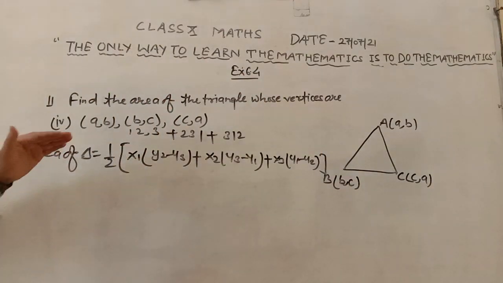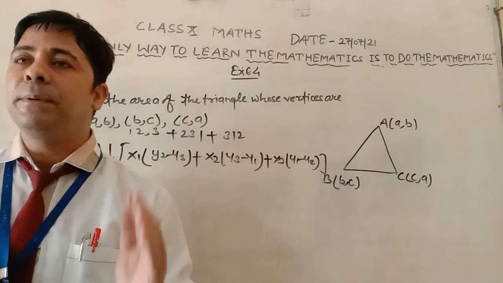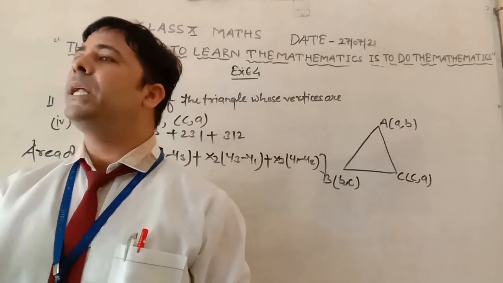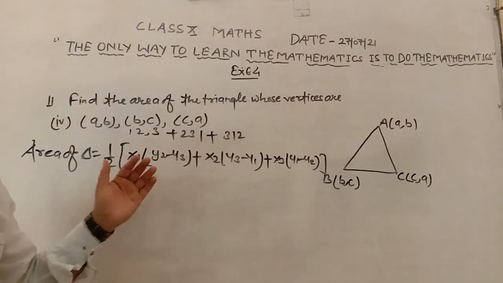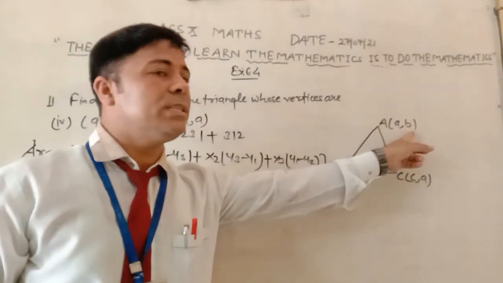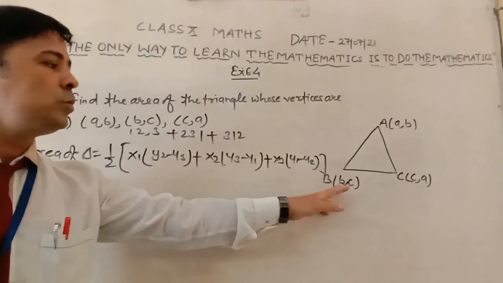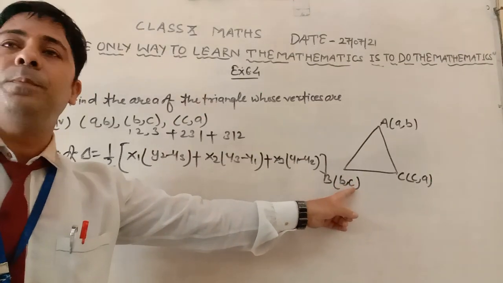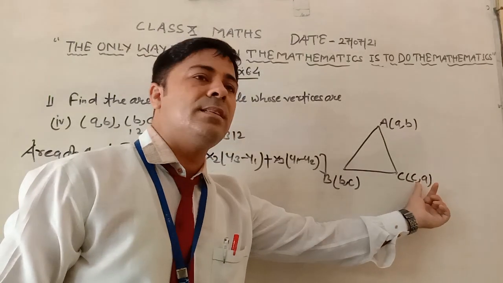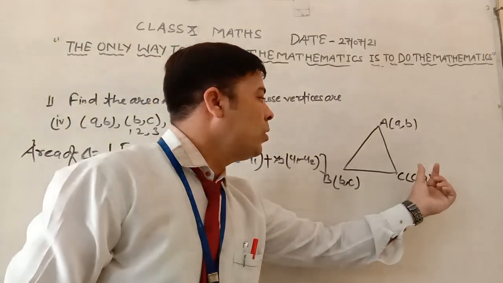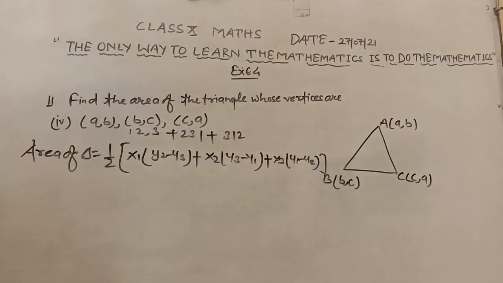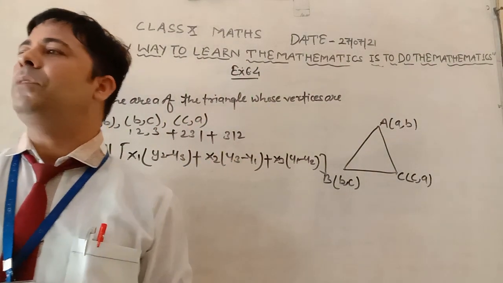This is the area of a triangle when you are given the three vertices (x1, y1), (x2, y2) and (x3, y3). At the place of x1 this is a, at the place of y1 this is b, at the place of x2 this is b, at the place of y2 this is c, at the place of x3 this is c and at the place of y3 this is a. Now put all the information in this formula and you will find the area of the triangle.